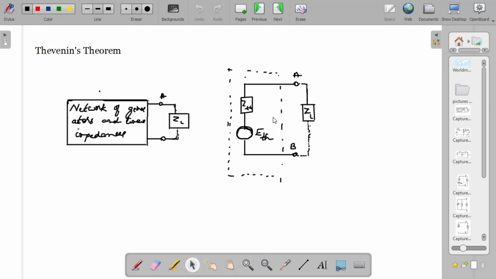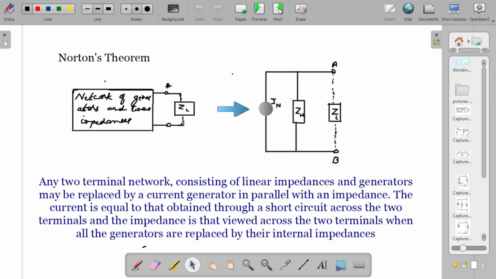Then it was quite easy to find out the current flowing through the load impedance ZL. So this we have understood, and with problems we understood how you calculate the load current. And today we are going to understand about Norton's theorem, another theorem which is very similar to Thevenin's theorem, but there are some quite significant differences. It is also another theorem where you are able to simplify a complicated network. So we shall study that.